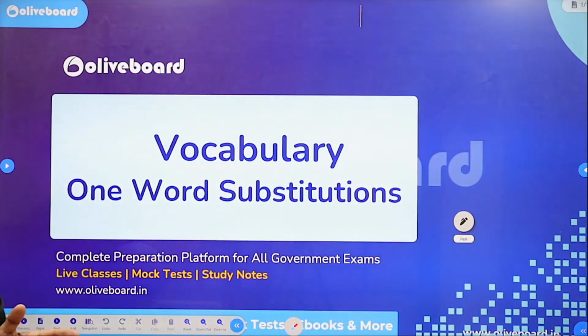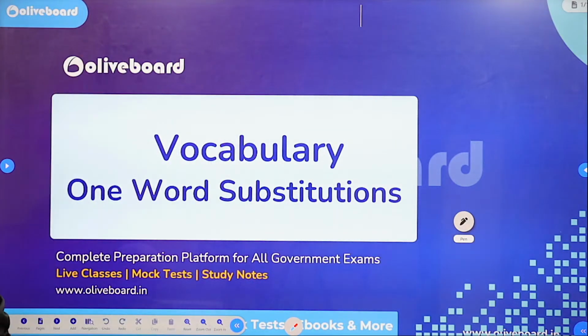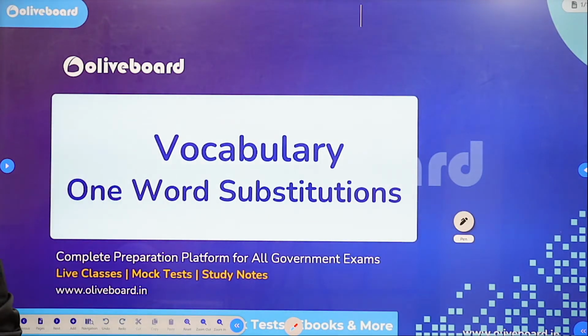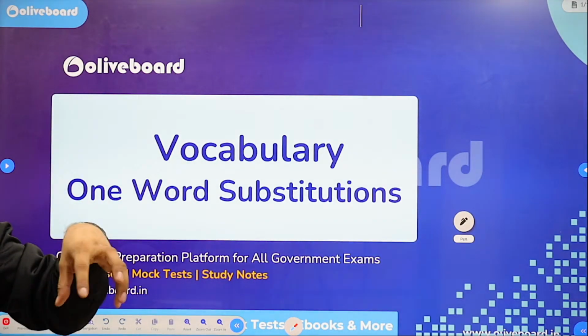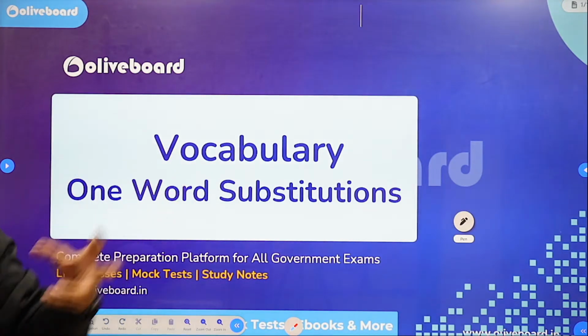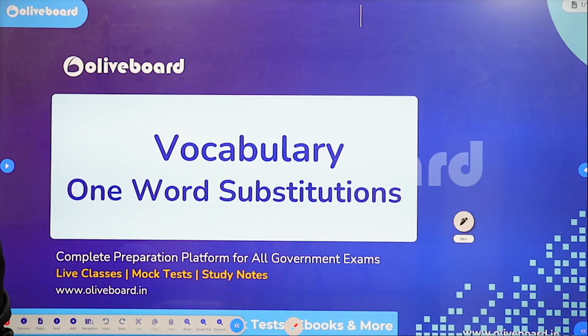In this and the upcoming sessions, I'll be showing you many one words, all from the central database of SSC, common in CGL, CHSL, Steno, GD, and the other examinations conducted by SSC, because they repeat from the same central database. Of course, they ask some new ones also, but some 70 to 80% words get repeated. One can check in PYQs.